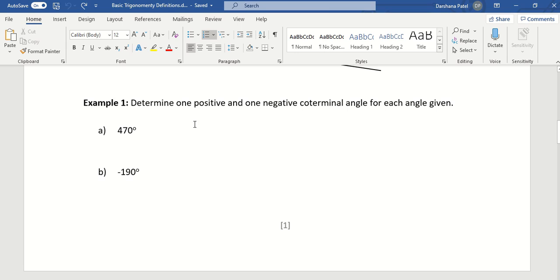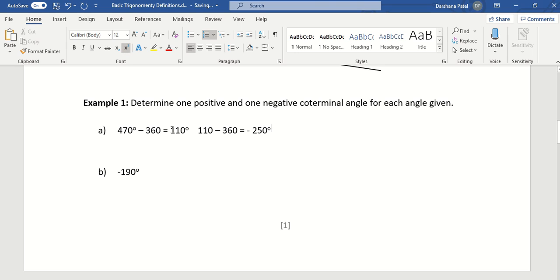Let's see some examples. Determine one positive and one negative coterminal angle. We can get many coterminal angles. The one we want here is one positive, one negative. It does not matter what the number is. So if I subtract 360 here, we get 110 degrees, and that gives me the one positive coterminal angle I wanted. For the negative coterminal angle, we can subtract 360 from 110. So 110 minus 360, we get negative 250 degrees, and that is the negative one.